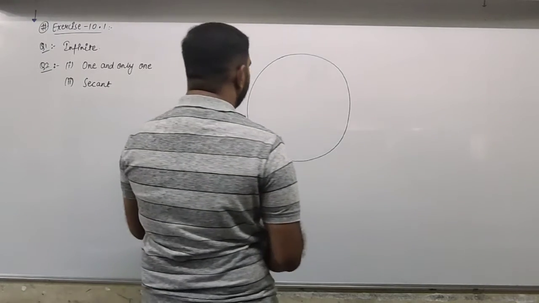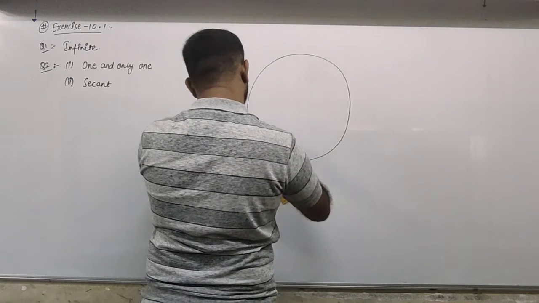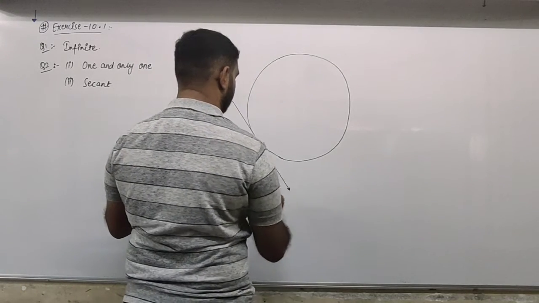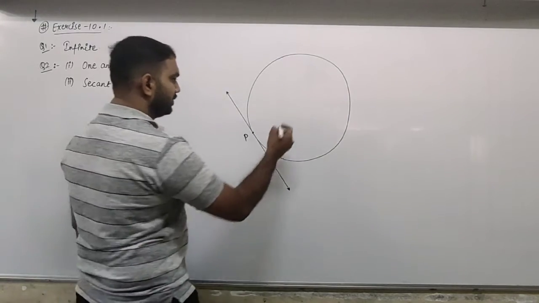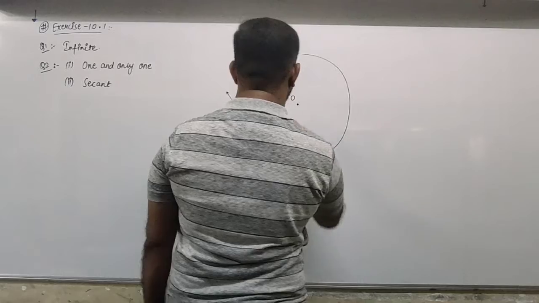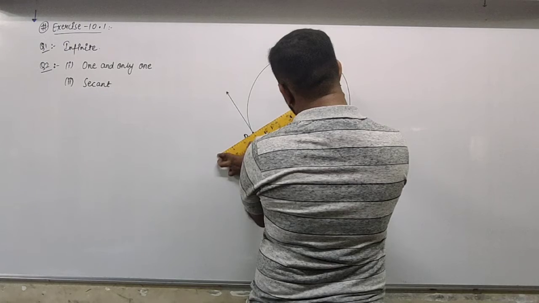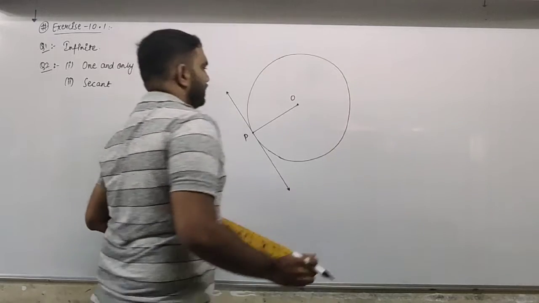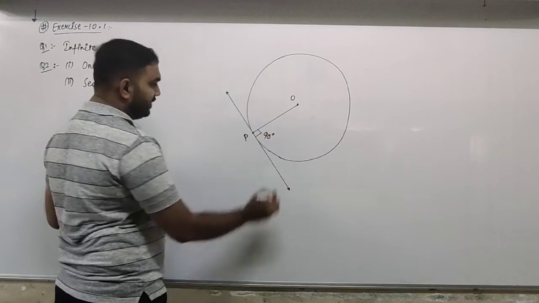Right? Now I'm drawing a tangent here at this point, like this, at point P. This is the center O. Now this will be the radius OP. That means, according to theorem number 10.1, this will be 90 degrees.